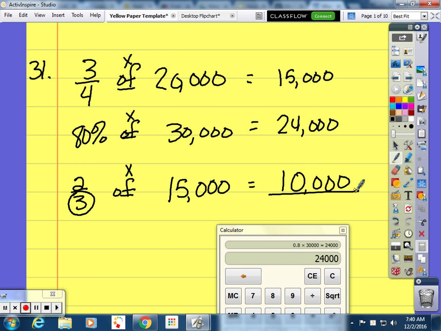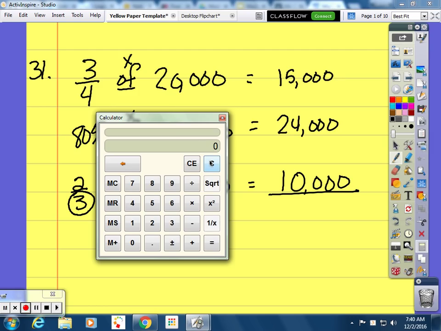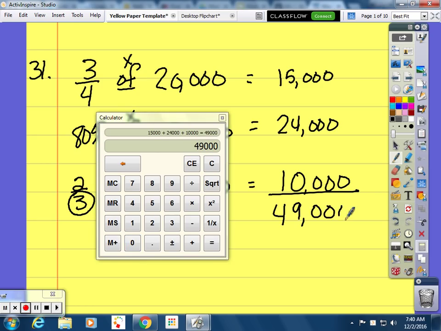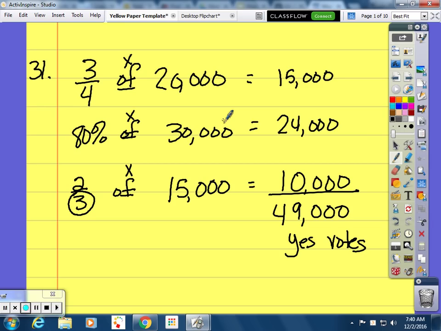Then I add all this together. So that's 15,000 plus 24,000 plus 10,000 for a total of 49,000 yes votes. Again, pause this video if you need to, so you can copy down everything. Moving on to number 32.